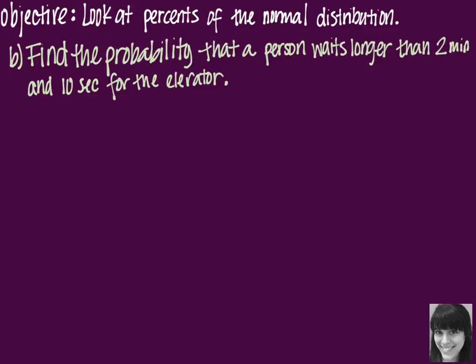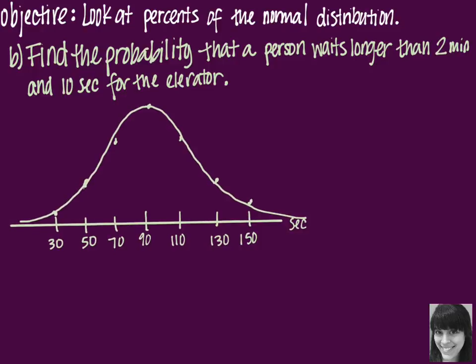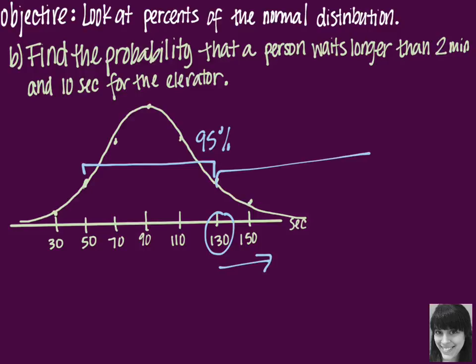It says, find the probability that a person waits longer than 2 minutes and 10 seconds for the elevator. Well, I'm going to bring back that nice little bell curve. Now, first let's find 130 seconds. It's right here, on the second standard deviation above the mean, right? So I know that from here to here is 95% of the data. I do not care about this data. I want to know 130 seconds and more, so I can get rid of this 95%. But what am I going to get rid of it out of? Well, I want to know all of this up here, right?